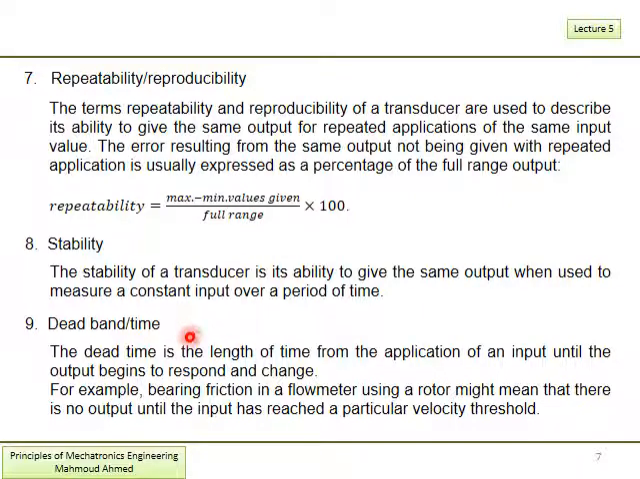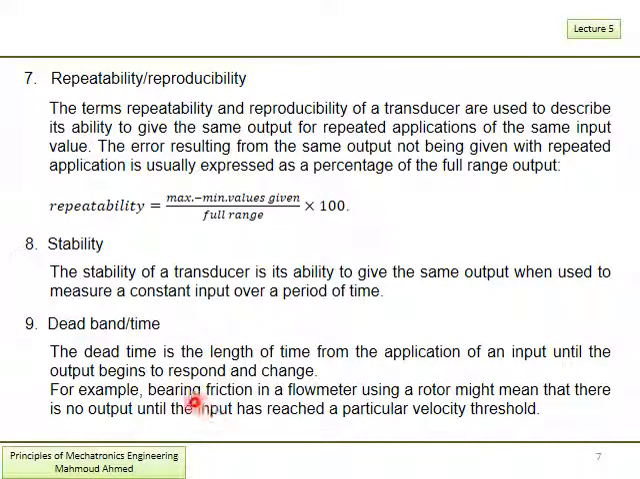So the next definition is the dead band or dead time. The dead time is simply the length of time from the application of an input until the output begins to respond and change. So it means when I have a change in an input, it takes some time for the sensor as a system until an output can be measured. This time in between can be called a dead time because nothing happens in this time.